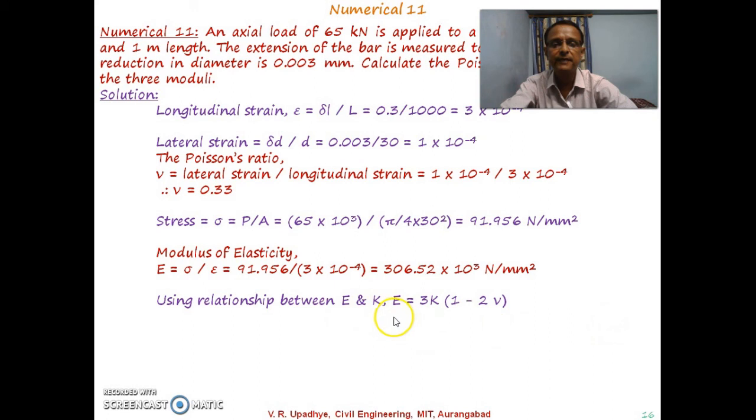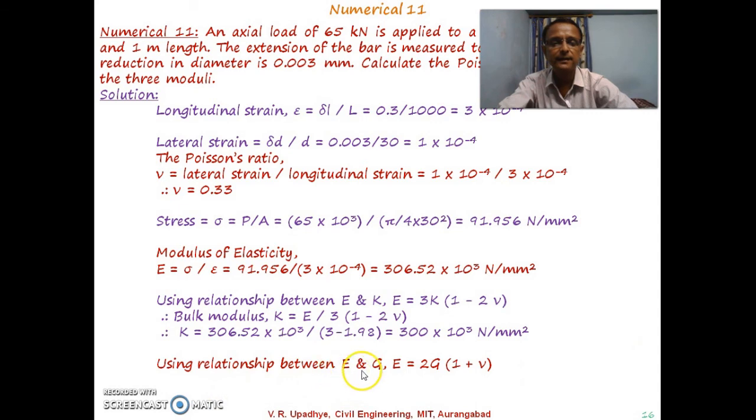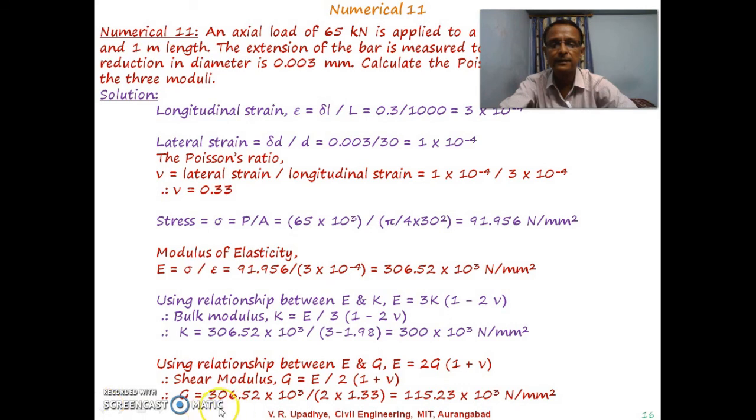Now we know the relation between E and K: K is equal to E divided by 3(1 minus 2 mu). E and mu are both calculated, so if we substitute, we get the bulk modulus K as 300 into 10 to the power 3 Newton per millimeter square. Using another relation, between Young's modulus and the shear modulus, G is equal to E divided by 2(1 plus mu). Calculating this, the shear modulus becomes 115.23 into 10 to the power 3 Newton per millimeter square.